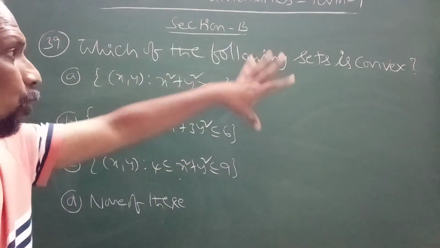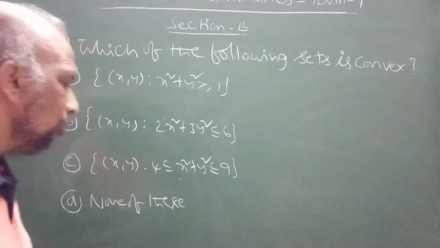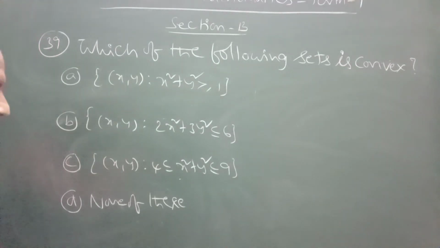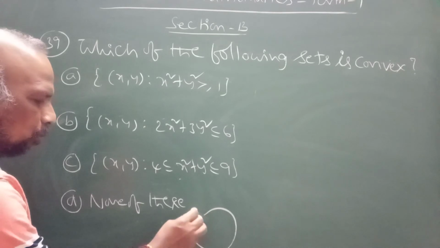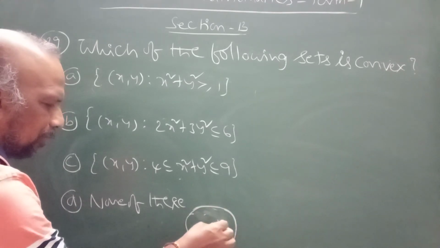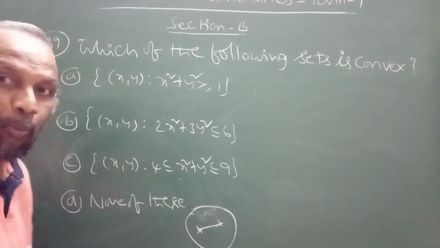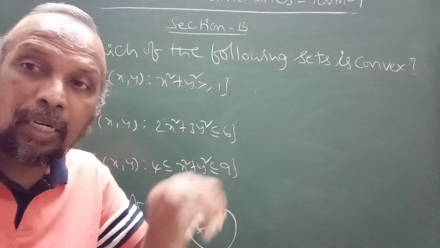Which of the following is convex? But before that, you should know what convex means. Suppose a curve is given like this, let it be a circle. You take any 2 points on it and join them. All the points on that joining line should be inside the curve only.